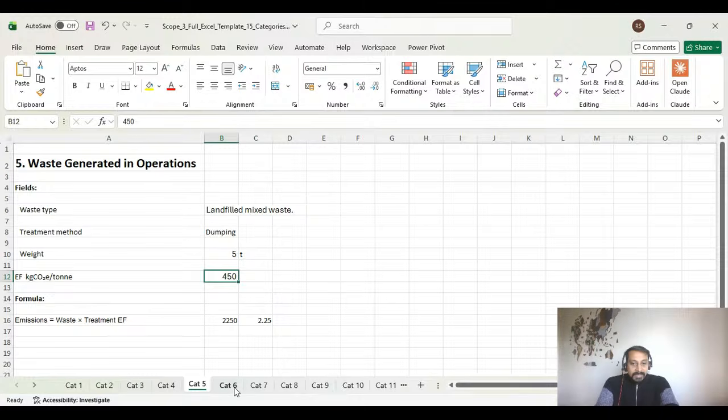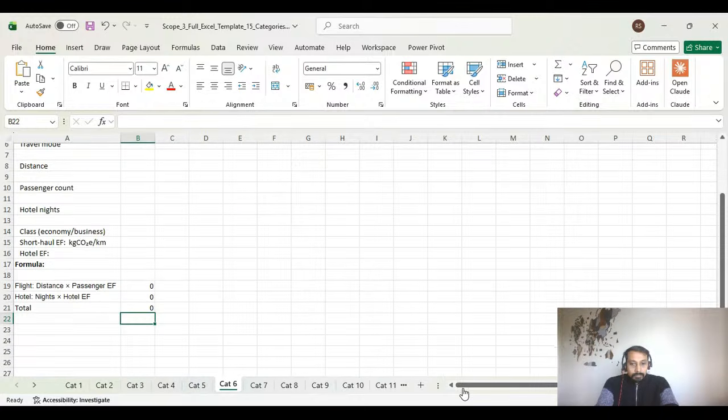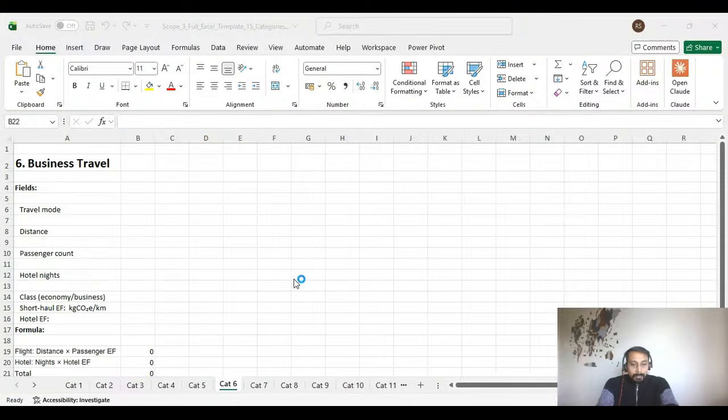For category 6, here it is business travel. So for business travel, you will require data of the employee, for example, an employee flight from London to Berlin. Berlin is in Germany. So the raw data will be, for example, 930 kilometers, and the passenger count is one, and it's a short haul, and for short haul the emissions factor is different than the long haul.